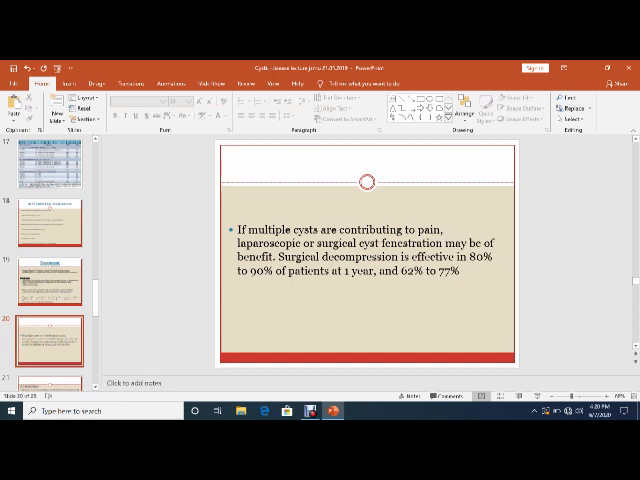Surgical decompression is effective in 80 to 90% of patients at 1 year, and 62 to 77%.